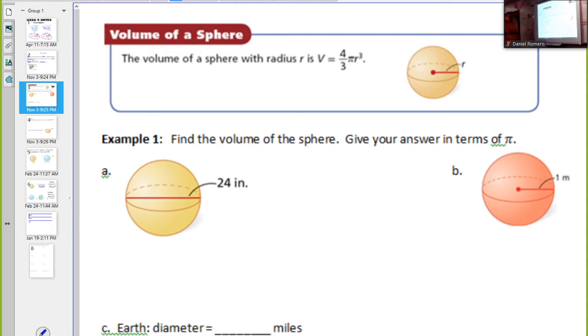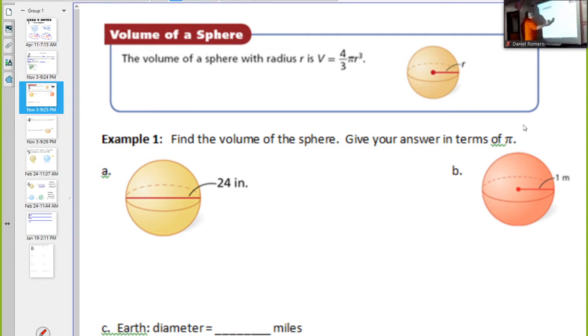Find the volume of the sphere. Get your answer in terms of pi. What does that mean? When they ask for it in terms of pi, what are they saying? Leave it in terms of pi. Good, fair enough. Don't round. It means be exact.